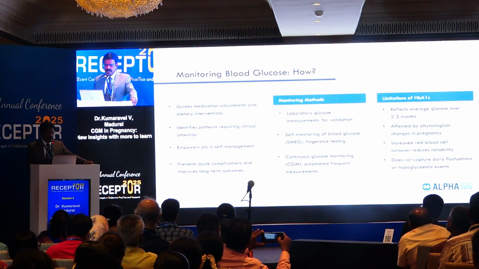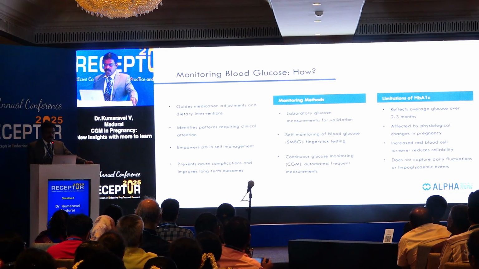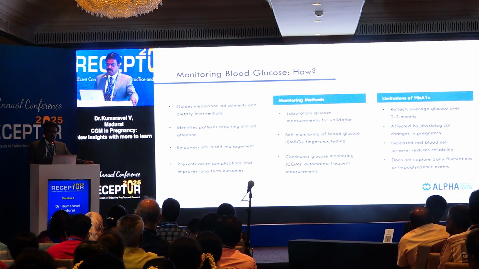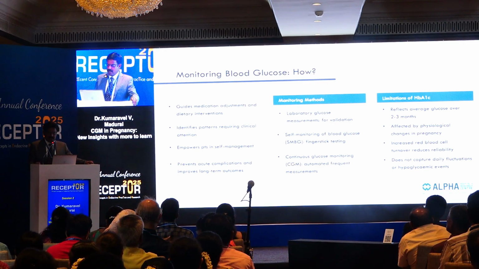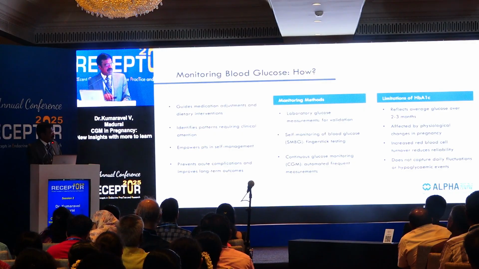Another monitoring commonly done in a routine diabetes patient is hemoglobin A1C, HbA1c, which reflects the 2 to 3 months average blood glucose.